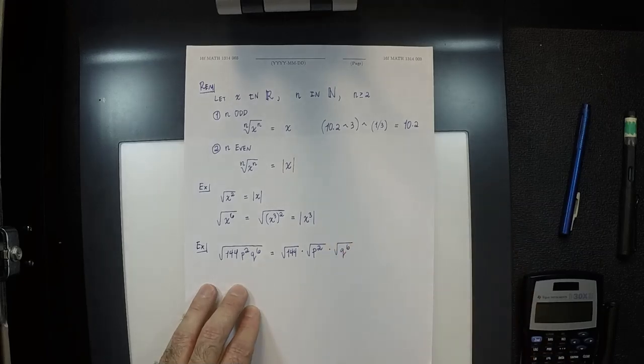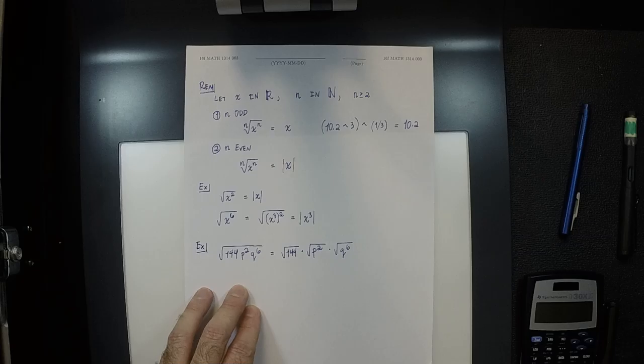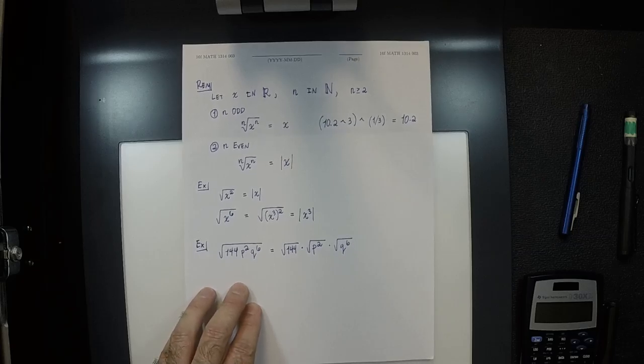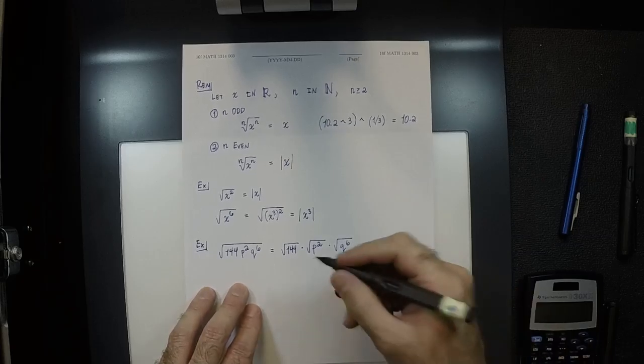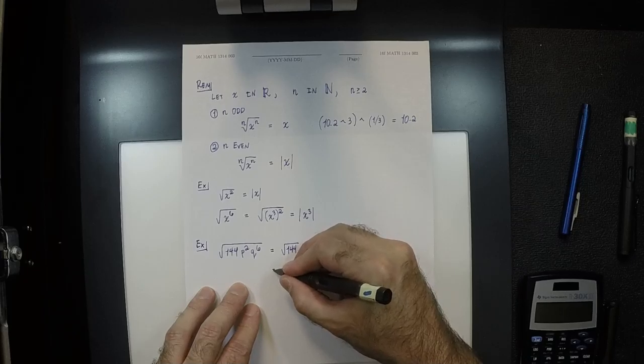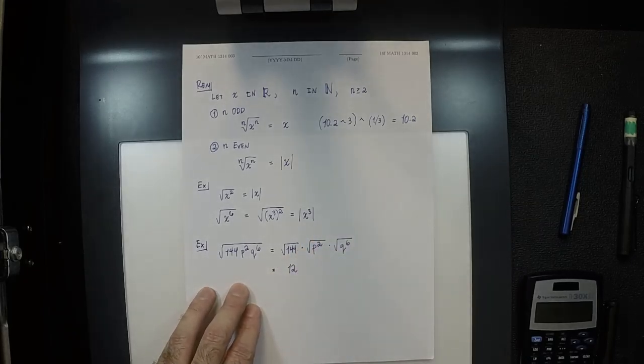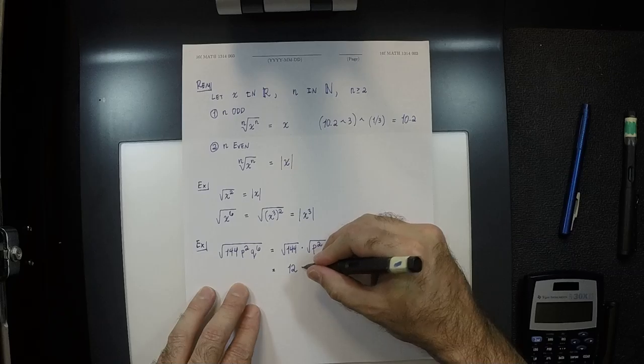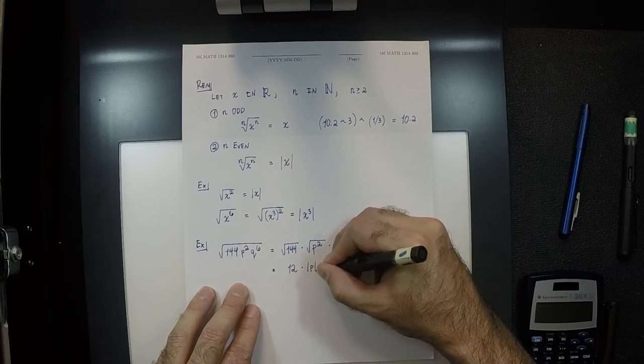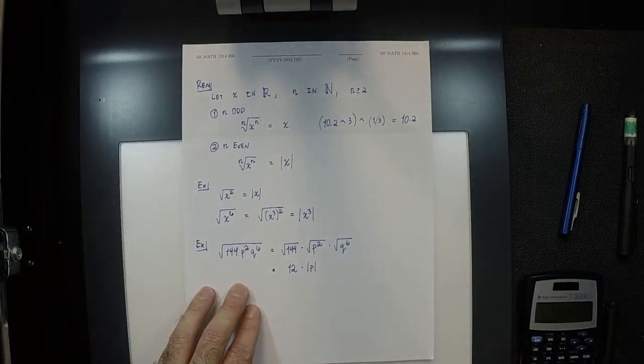Yes? Very good. Square root of 144 times square root of p squared times square root of q to the 6. So in the first place, the square root does this. Okay? So what is the square root of 144? 12. Okay, that's presumed knowledge.